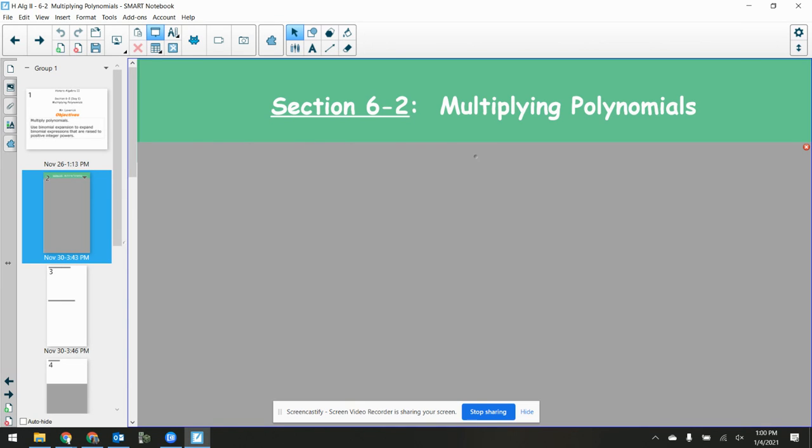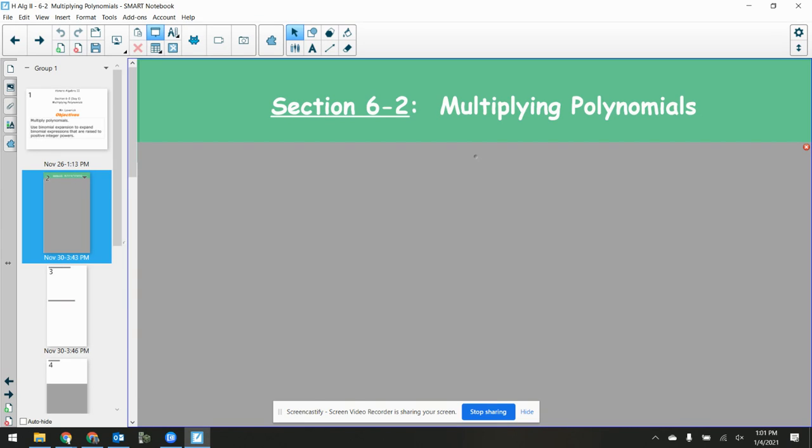Okay, so in section 6.2, we're going to be talking about multiplying polynomials. In section 6.1, you're going to learn all about how to classify polynomials and how to talk about polynomials, like the building block stuff. And then you're going to learn how to add and subtract. I've already talked about that. Section 6.2 is how to multiply with polynomials.